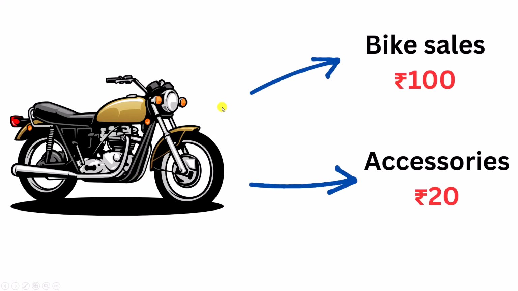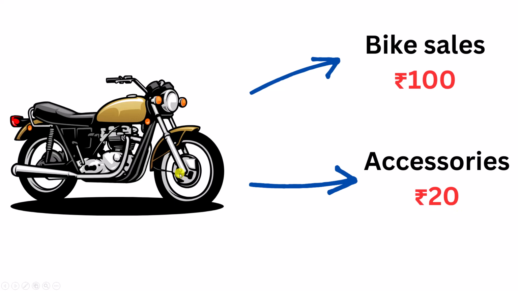Let us say that in the previous year, the company has earned 100 crore rupees by selling the bikes. In the previous year, this is the amount generated by the company by selling bikes. Then, by selling accessories, the company has earned or generated 20 crore rupees.